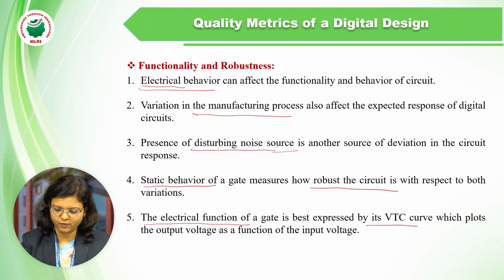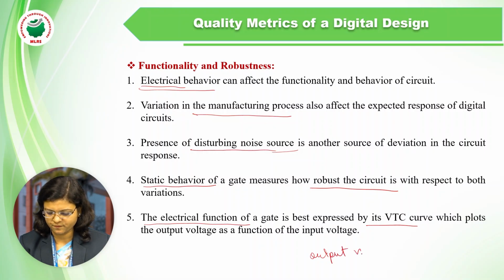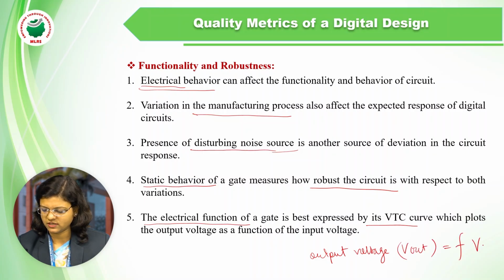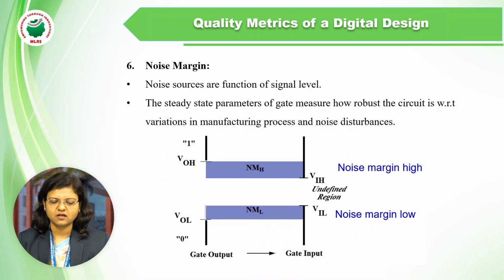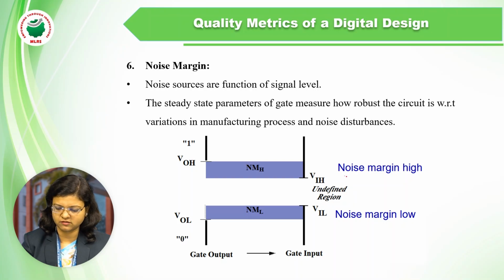It will plot the output voltage, meaning Vout, as a function of Vin. Okay, so the VTC curve plays a very important role here. The next parameter which measures the functionality and robustness is the noise margin. Noise margin is nothing but the level of margin which can be sustained if the gates are cascaded, and here there is the high noise margin and the low noise margin.